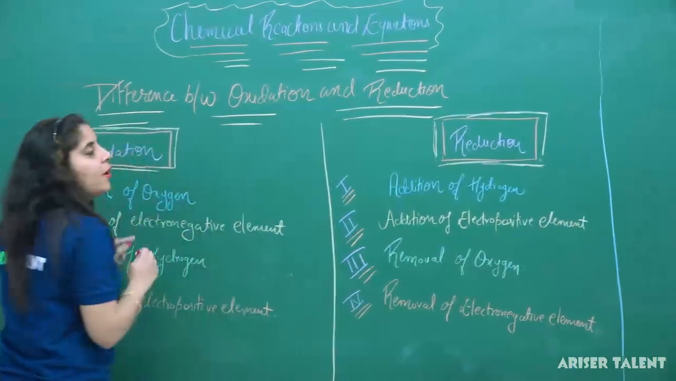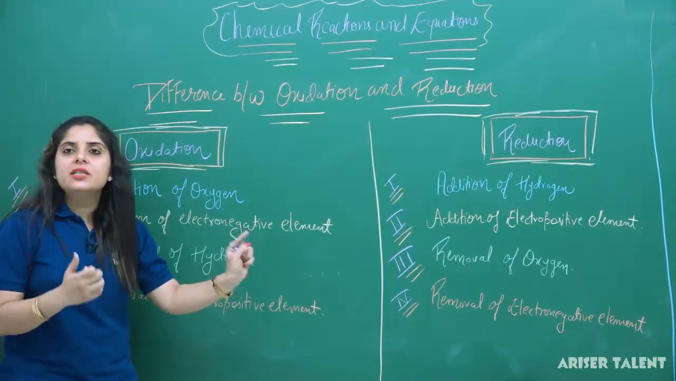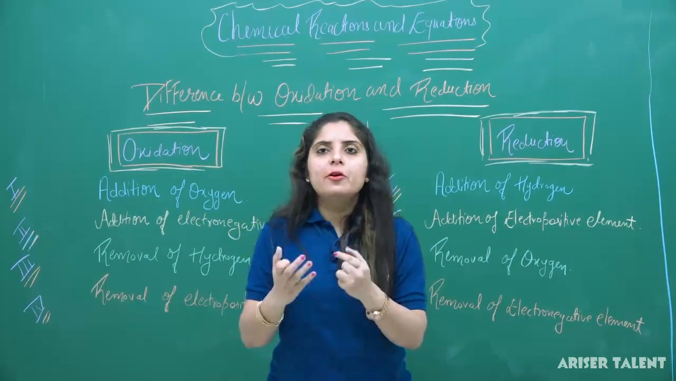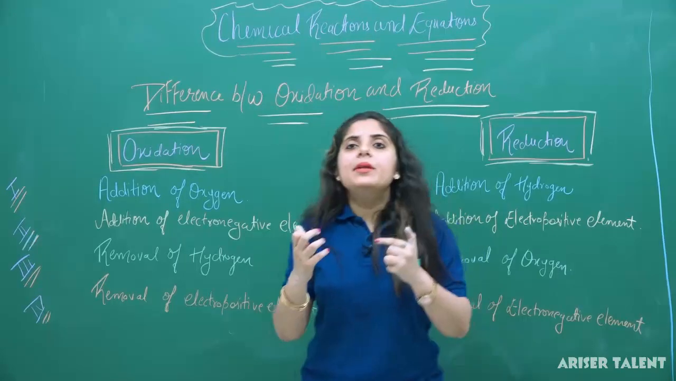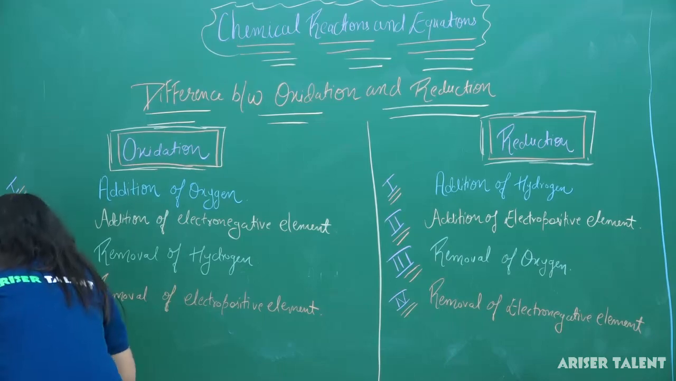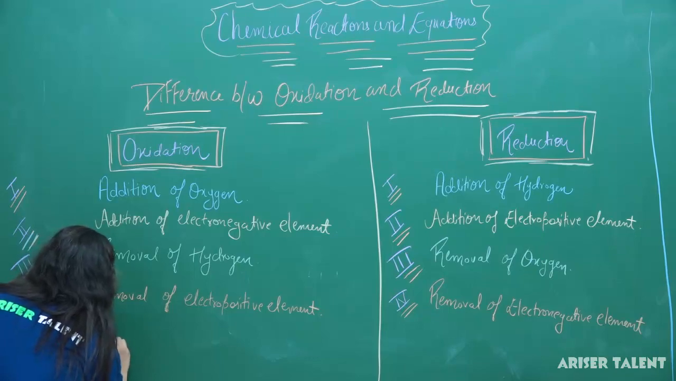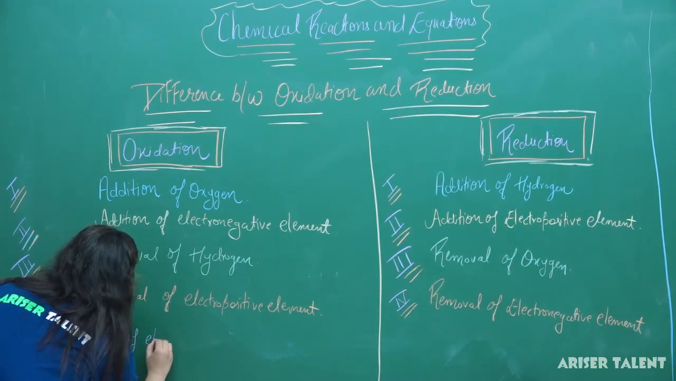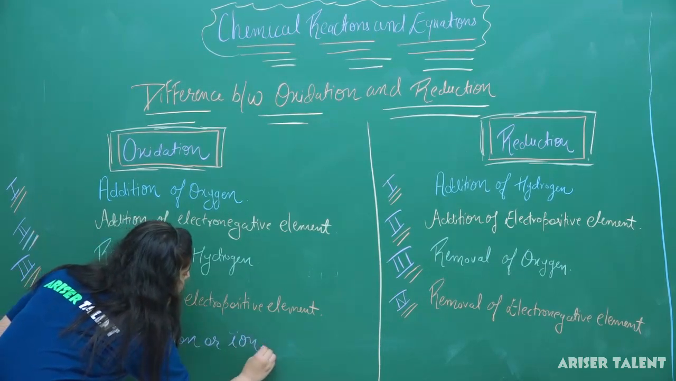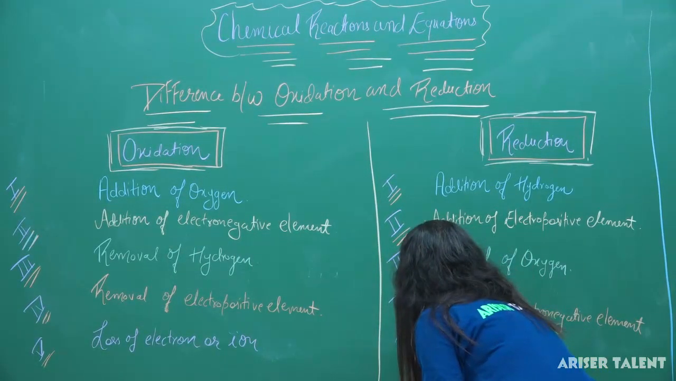Now our fifth point will be on the basis of gain or loss of the electron. So, the fifth point to distinguish between oxidation and reduction will be: in case of oxidation, there will be the complete loss of electron or ion, but in case of reduction, there will be the gain of the electron. So, our fifth point is loss of electron or ion. But in case of reduction, there will be the gain of electron or ion.